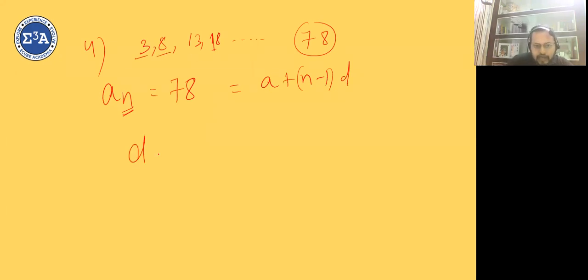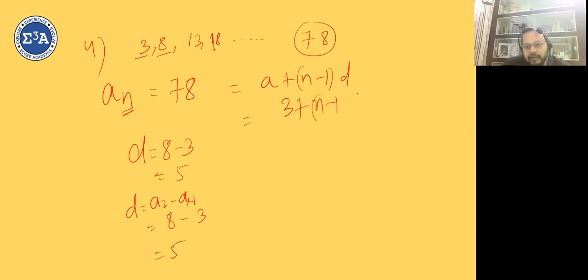What will be the value of D? D is 8 minus 3, which is equal to 5. I'm just writing it in short. What you have to do is write D is equal to A2 minus A1. So given A2 is 8, A1 is 3, the answer is 5. Okay, so AN is equal to how much? 3 plus N minus 1 into D, which is 5.